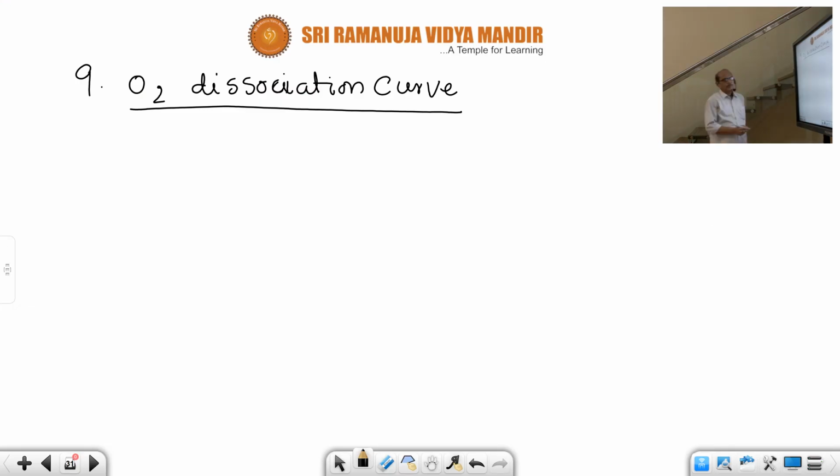Now the O2 dissociation curve. Let us follow this, where the O2 is released into the tissues, thus O2 is transported. For this, what is the definition of the O2 dissociation curve?